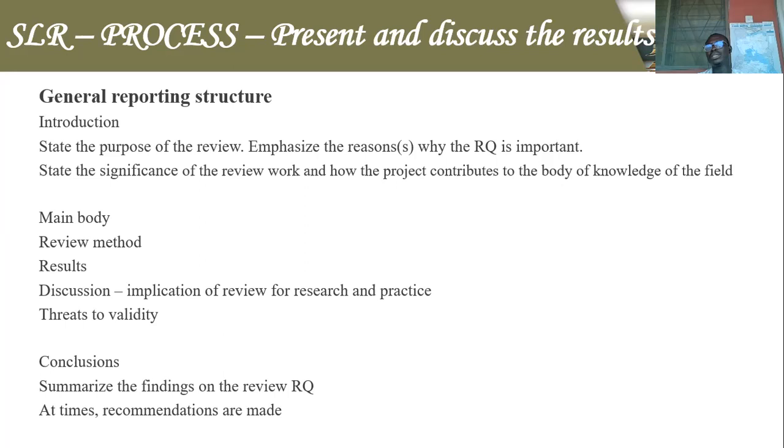Then the results, you give us the results. What did you find? Then the discussion. The discussion is mainly talking about the implication of your review, and this is based on the research question. It also helps us to address validity. If you passed through the systematic process and you were able to assess the quality of all these literature and everything is fine, your validity will be assured. Then the conclusion is also based on the research question, and it sometimes summarizes the findings of the review question that we have.